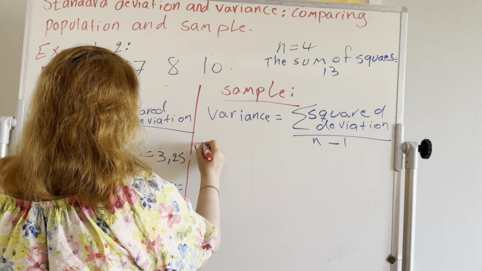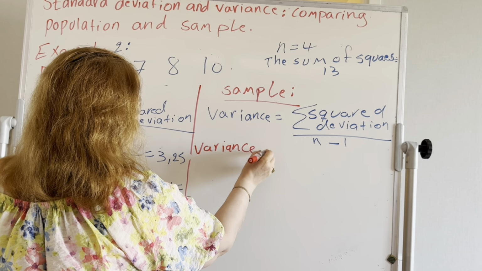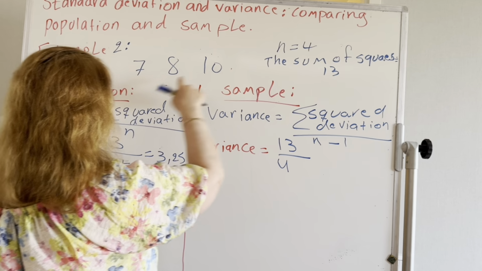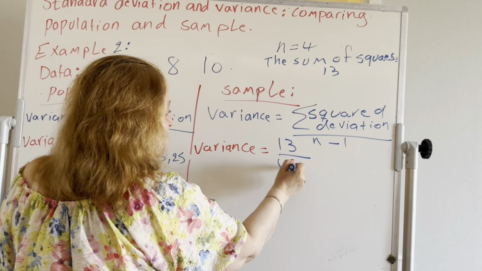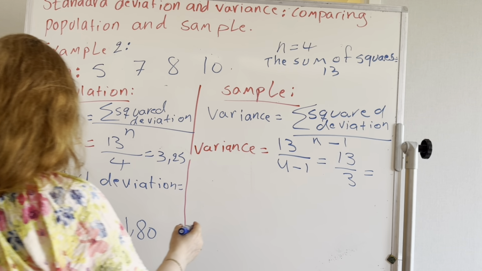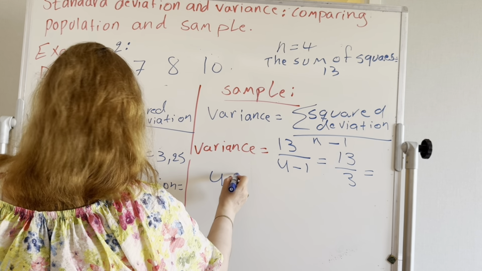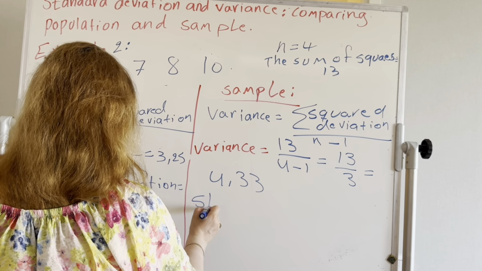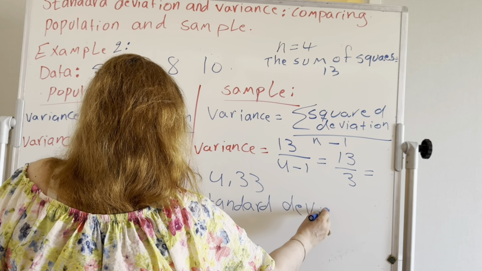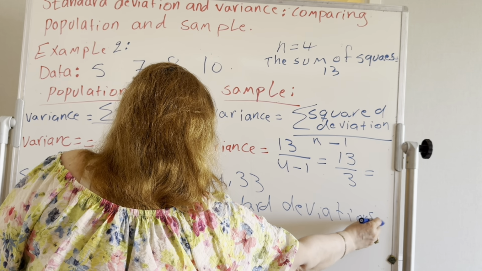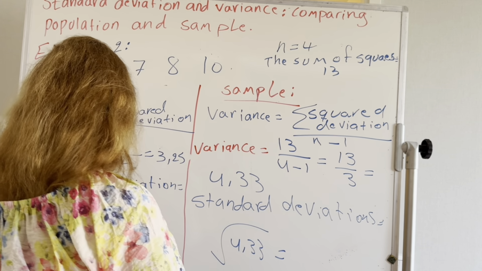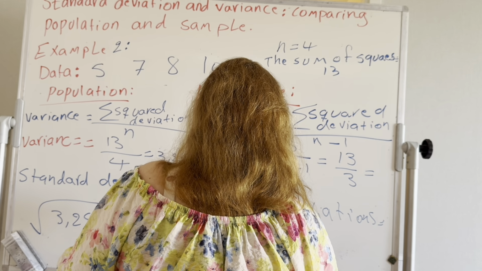Variance here, when it's sample, equals 13 divided by n minus 1, 4 minus 1, equals 13 divided by 3 equals 4.33, and standard deviation equals the square root of 4.33 equals 2.08.